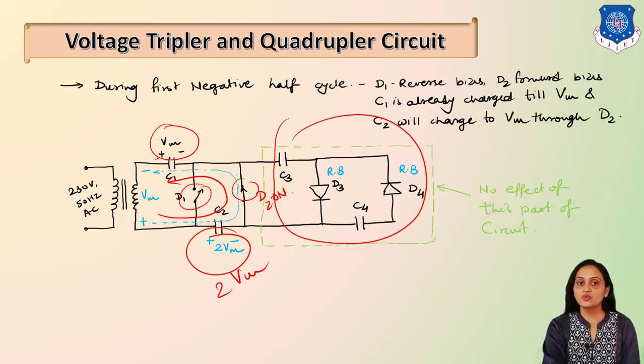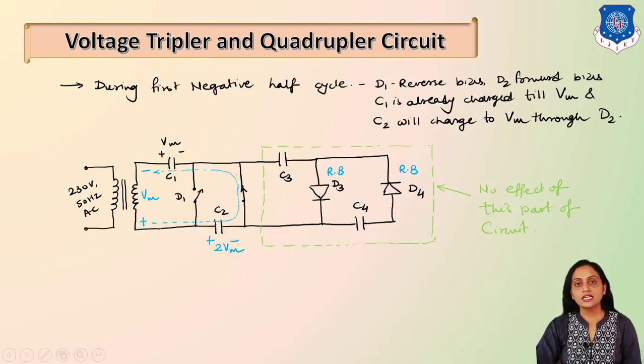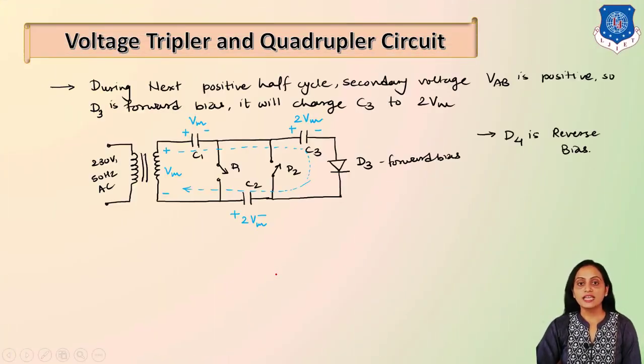C1 is charged to the Vm value and C2 is charged to 2 Vm. There is no path for these capacitors to discharge. That is why these capacitors will sustain their charge as it is. So this is exactly what happens in the half wave voltage doubler circuit in the first full cycle. Now we will see what happens in the next positive half cycle.